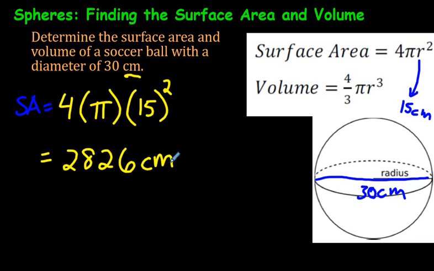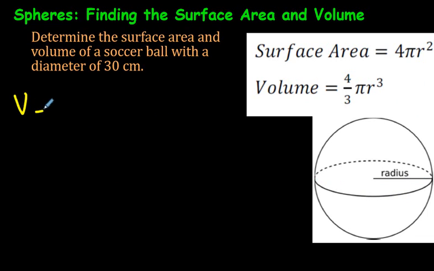Don't forget the units, okay? Centimeters. And then don't forget the symbol. If we just wrote this down, that would be like saying this is a straight line. As soon as we put a little 2 here, which we call a squared, then this is talking about area. And this is the final answer that we'd be looking for, the surface area of that soccer ball. Okay? I'm going to erase that. And we're going to do the volume now.